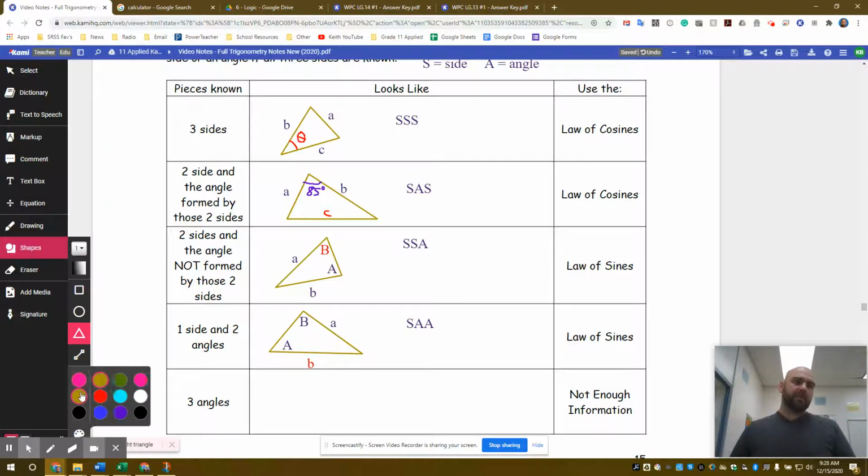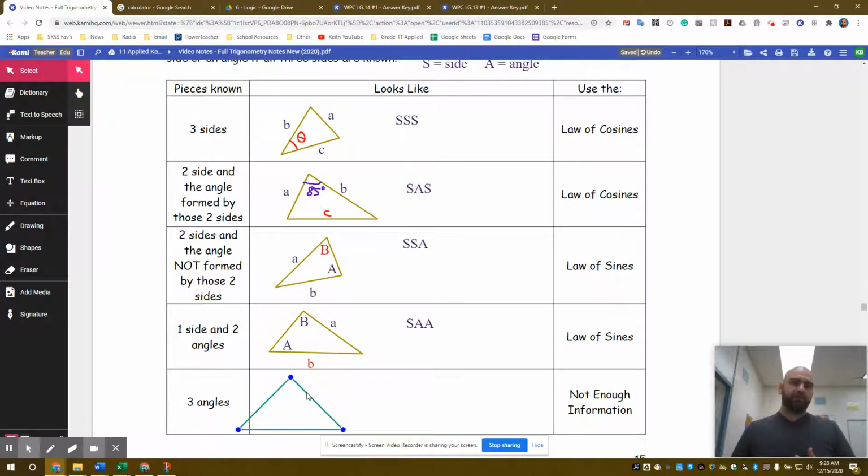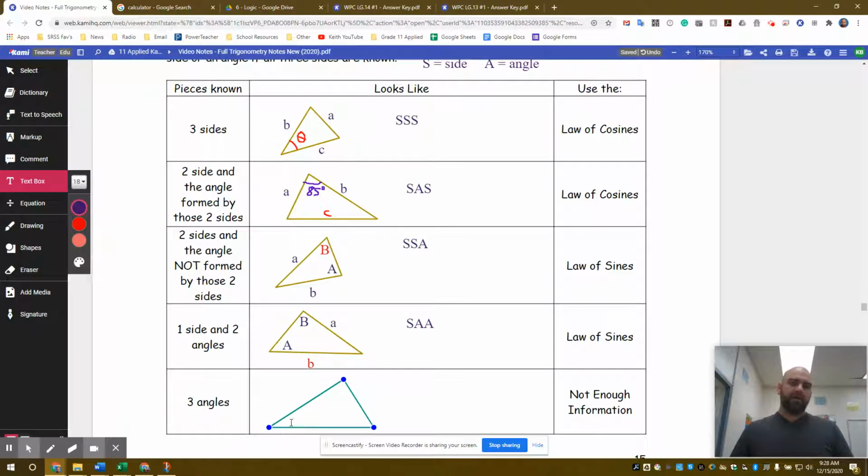The last one that I want to take a look at is what happens if we have all three angles. This is a special case, but let's say we have all three angles. So let's say we have big A and we have big B. Again, I'm just putting these in as generics. I would sometimes give actual angles, but in this case I just want to put in letters. So let's say we have all three angles. We do not have enough information to solve for a side. We must know at least one side before we can solve for any other information.